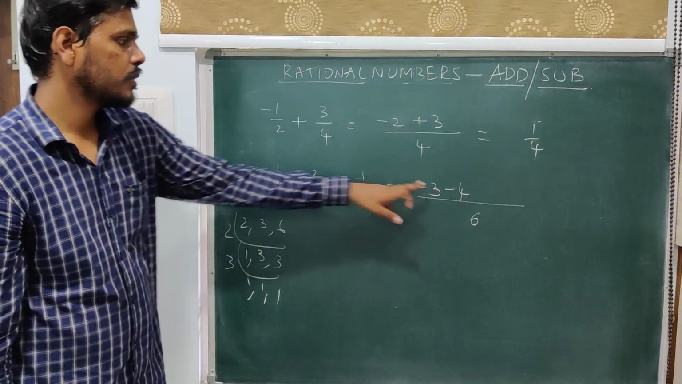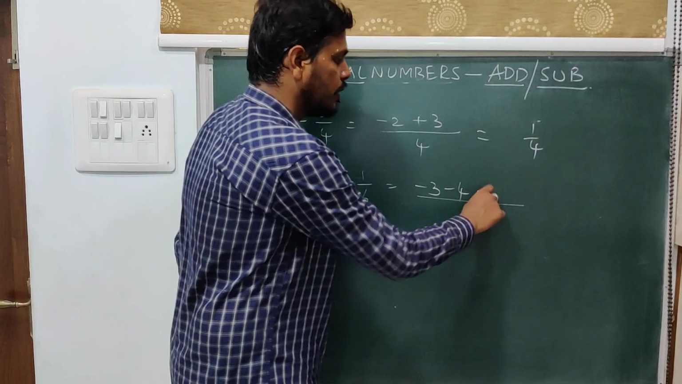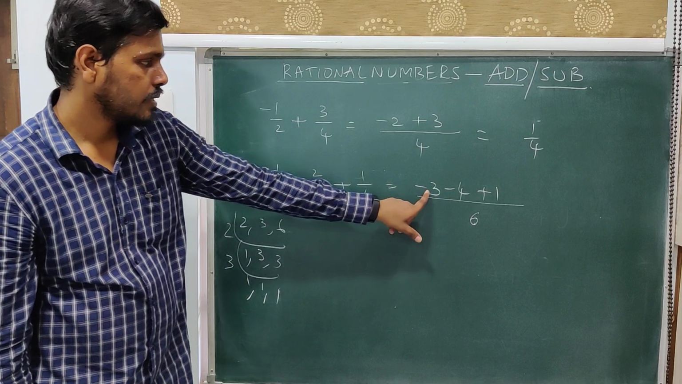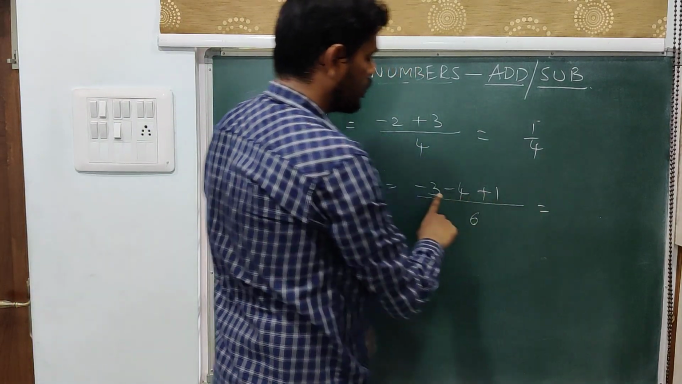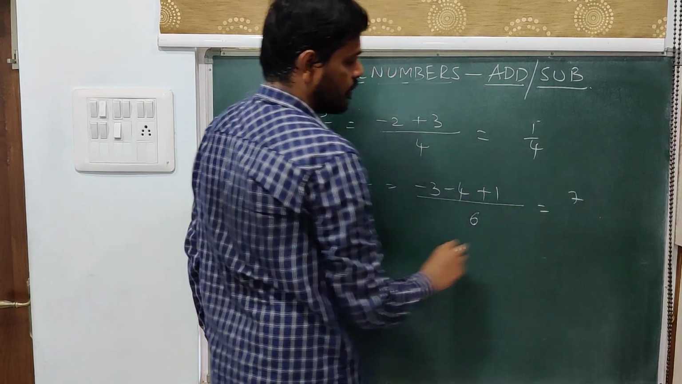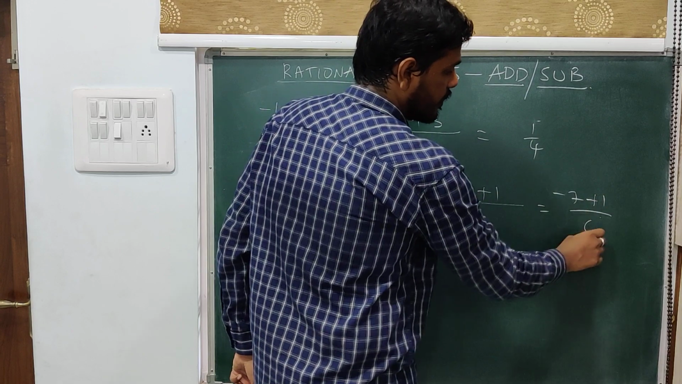Minus 1. I am just writing this sign here. Next, 6 is already here, so you can put the numerator as it is. Now, these numbers are of the same sign, so you will add them. So when you add them, what do you get? 3 and 4, when you add them, you get 7. And the biggest number is 4, the sign is minus, so you will get minus 7 plus 1 by 6.